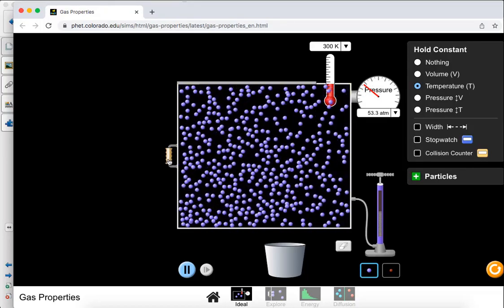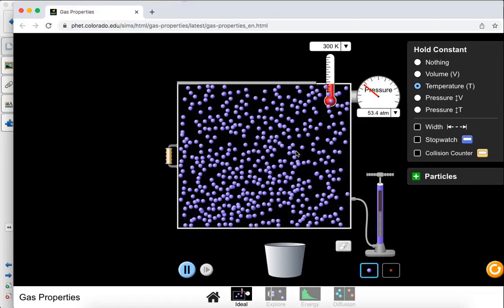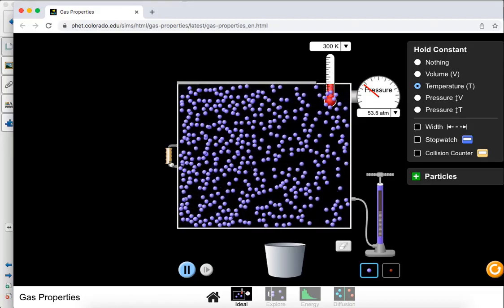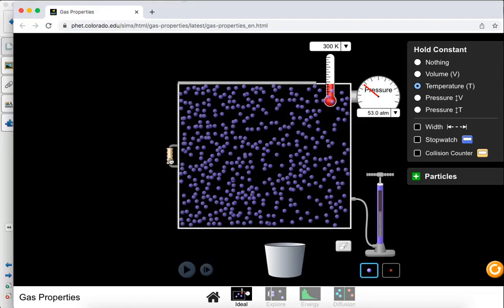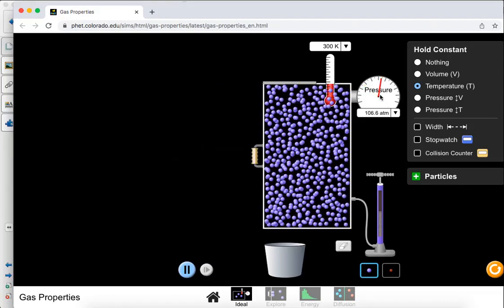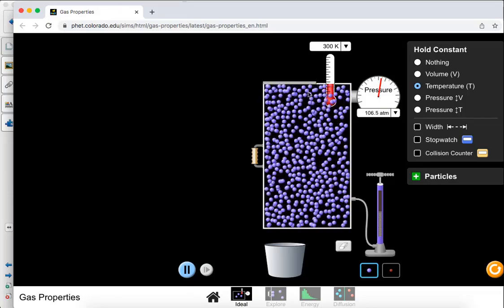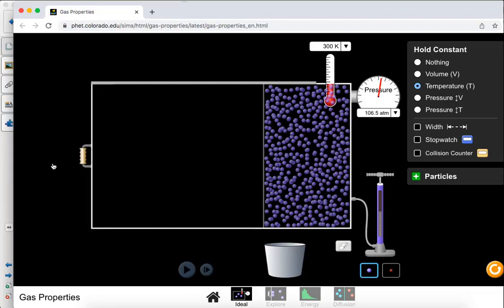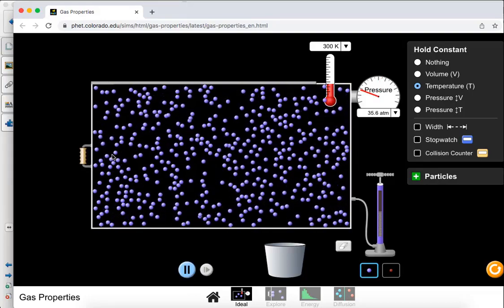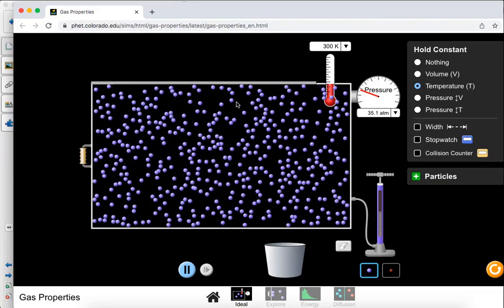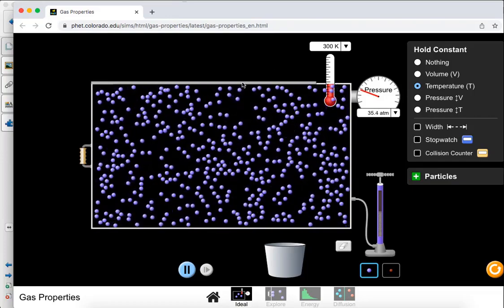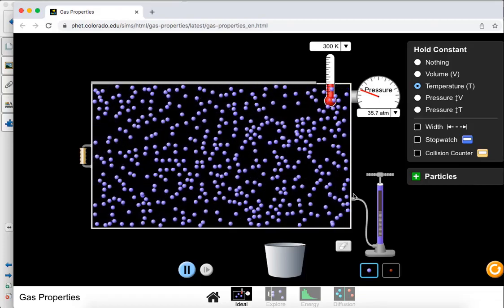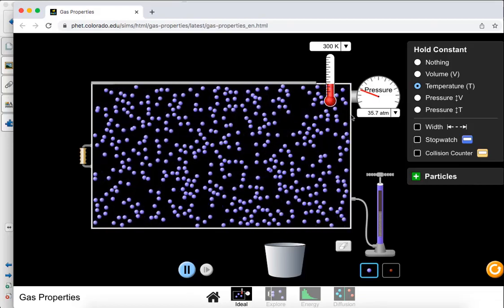Now what do you think is going to happen when I make this container smaller? Well, there's going to be less distance for these to travel before they hit the walls. Therefore, the pressure should increase. Let's see. And you can see it's increased a lot. There's a lot more collisions taking place. Now, as I make the container larger, these molecules have to travel much further before they even reach a wall. Therefore, there's less collisions taking place against the edges of the container, and therefore there's less pressure.